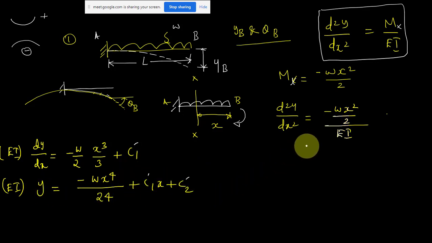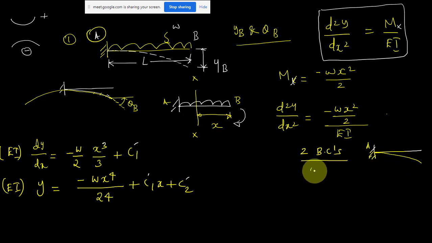To solve for these constants, we need two boundary conditions. So what are the boundary conditions for a fixed beam? The boundary condition purely depends on the support condition. The fixed beam means one end is fixed and the other end is free. So if we draw the deflected shape, it will be something like this. That means at the fixed end A, the deflection y will be 0. Not only the deflection, your slope also should be 0. So dy/dx also will be 0.